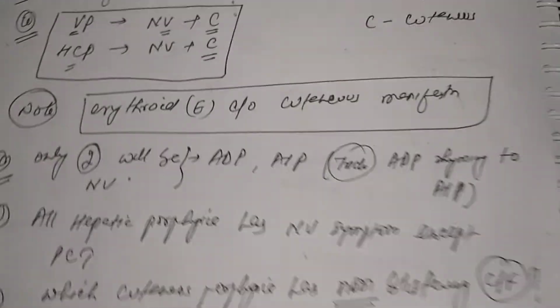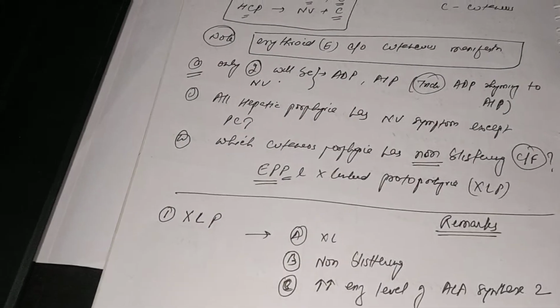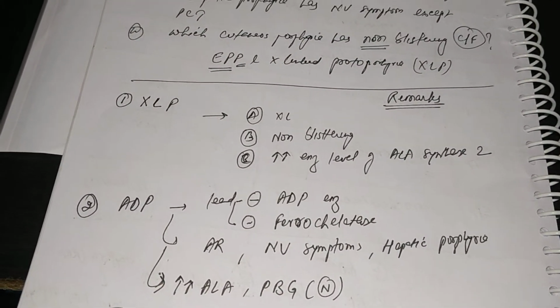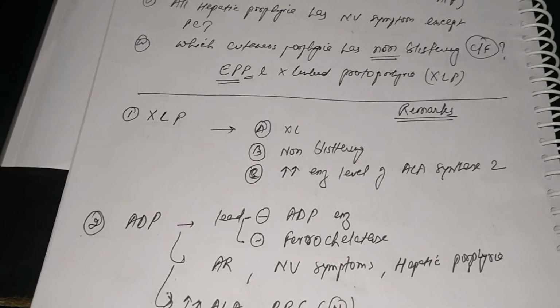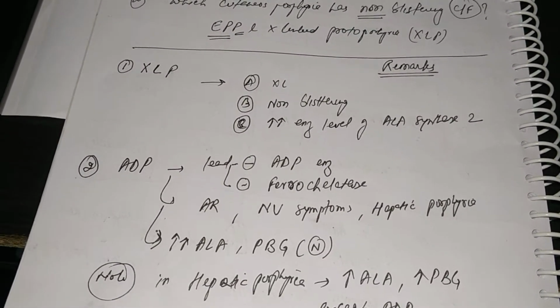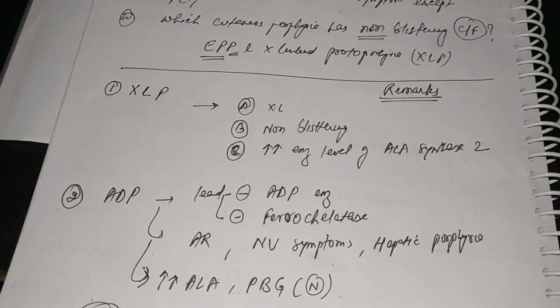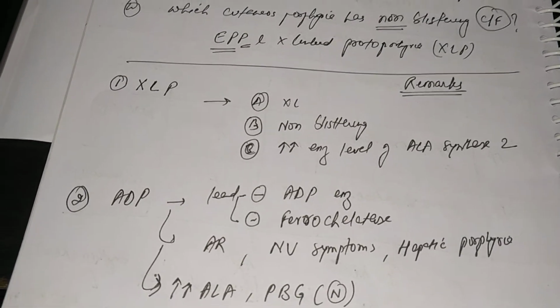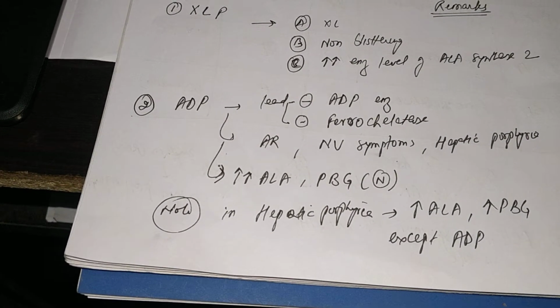Okay, there are some characteristic features of every porphyria. We will talk about them one by one. The first one is X-linked protoporphyria. It is an X-linked recessive disorder, it is non-blistering, and there will be increased enzyme level of ALA synthase too. And the second is the ADP.